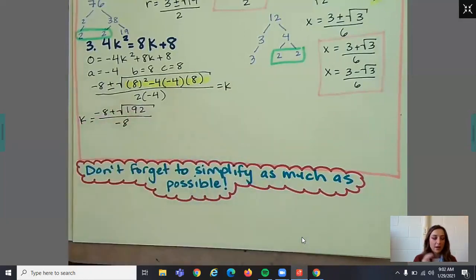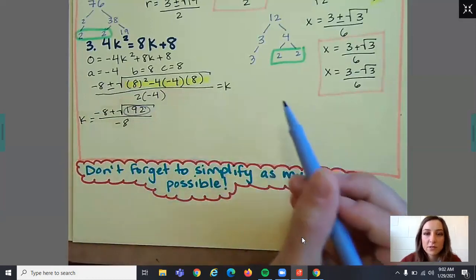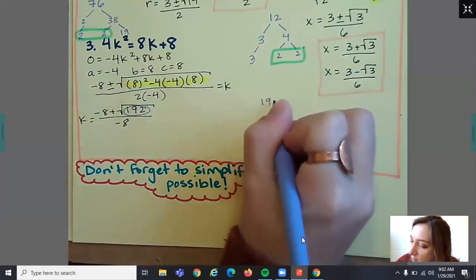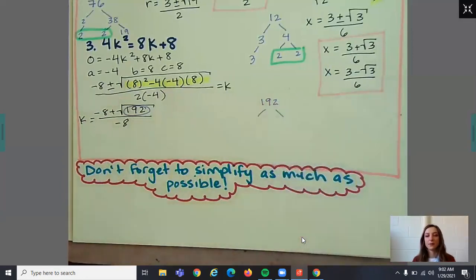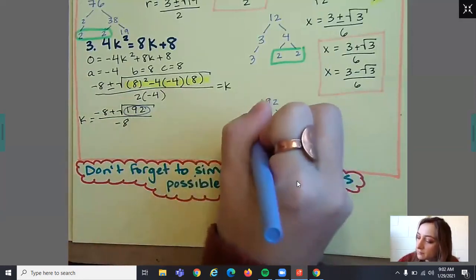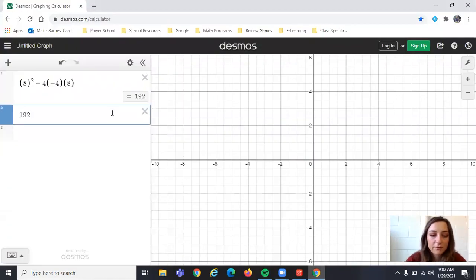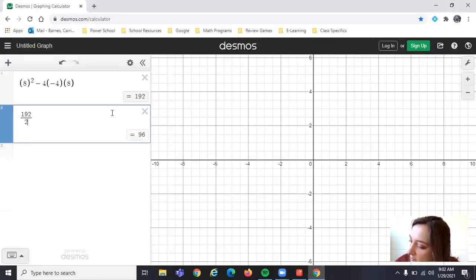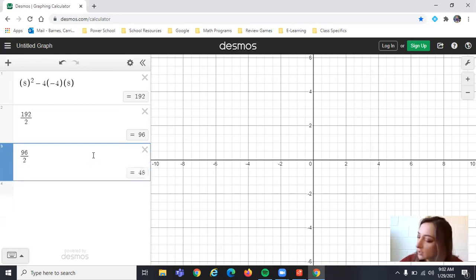Now we are going to take the number inside of the radical and see if we can pull some things out. So I'm going to move over to the side. I'm going to do 192, and let's see if we can find some factors. 192 is obviously divisible by 2 because it has an even number on the end. So let's divide it by 2, and we're going to go to Desmos. 192 divided by 2, we get 96. 96 is also divisible by 2, so I'm going to divide that by 2 and get 48.